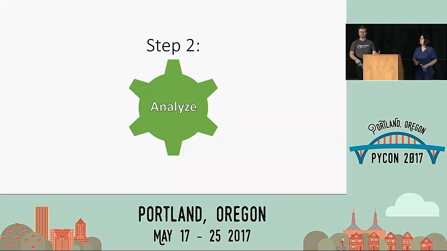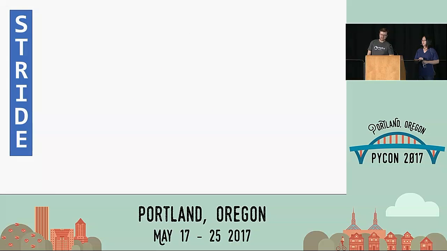Okay, so we've collected all of our data. Now we need to actually do some kind of analysis of it to determine what the vulnerabilities are within our system. And we use a 6-step process. They're not really steps, they're parallel lines of thought. STRIDE is a vulnerability classification system, and it's one of many, but we found it works very well because it helps you think about certain types of vulnerability.